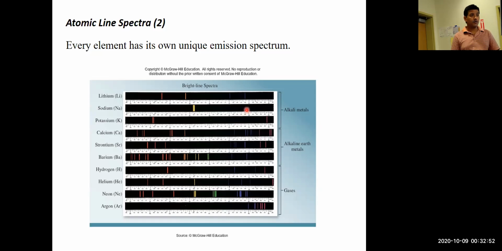Even for the same group, like alkali metals, the first three, they were all alkali metals. They all have a different unique line spectra. Same group elements will have the same chemical and physical properties, but their line spectra are unique for each element, as you can see here. Even for alkaline earth metals, these three here, the line spectra of all alkaline earth metals are not the same. And it is true for all the elements that you're able to read the line spectra for.